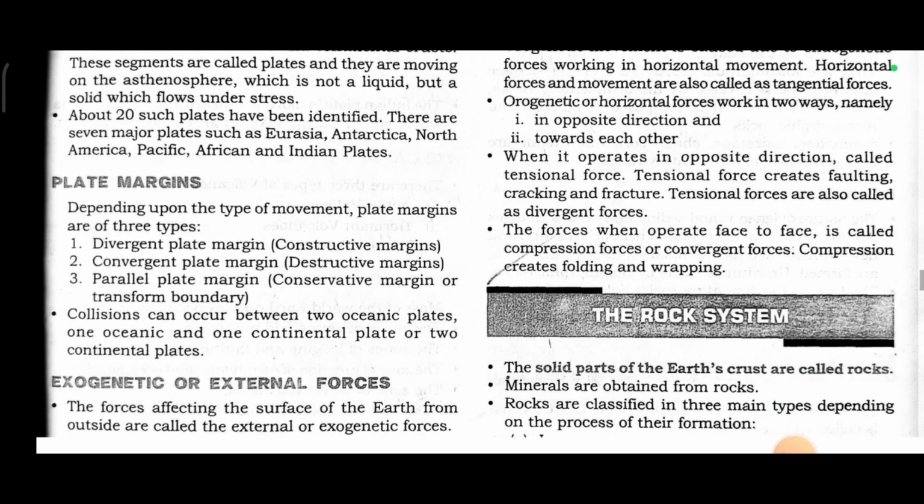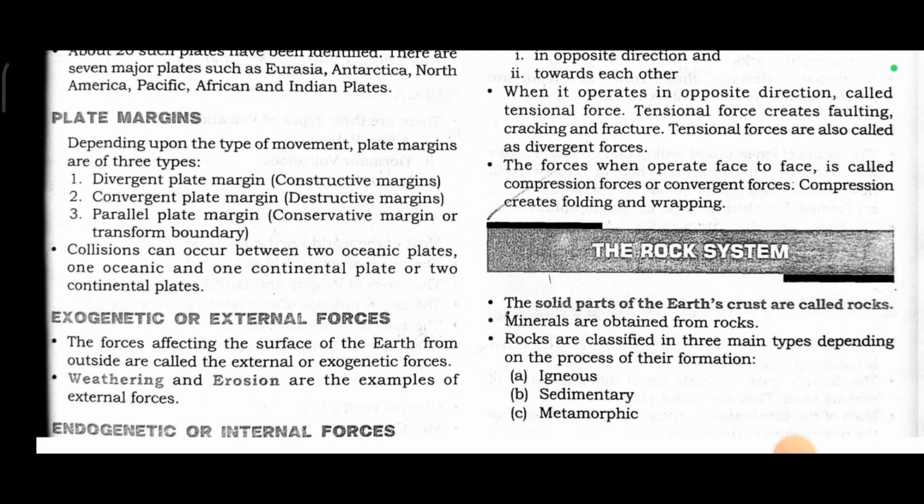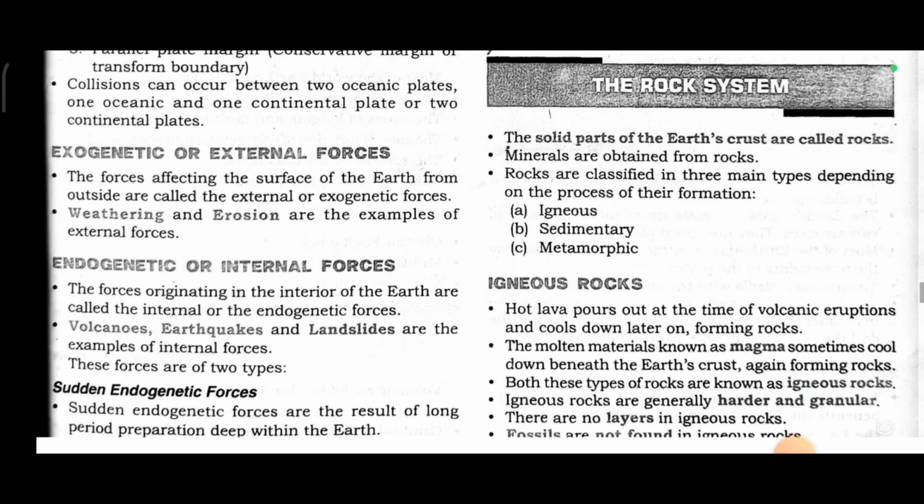Plate margins. Depending upon the types of movement, plate margins are of three types: divergent plate margin, convergent plate margin, and parallel plate margin. Collision can occur between two oceanic plates, one oceanic and one continental plate, or two continental plates. External forces. The forces affecting the surface of the earth from outside are called external or exogenous forces. Weathering and erosion are examples of external forces.